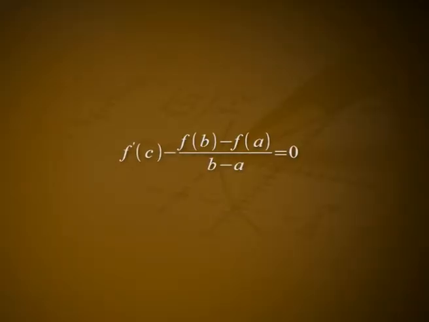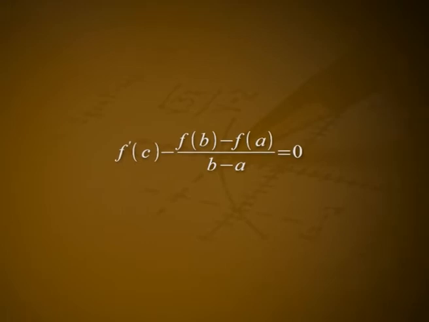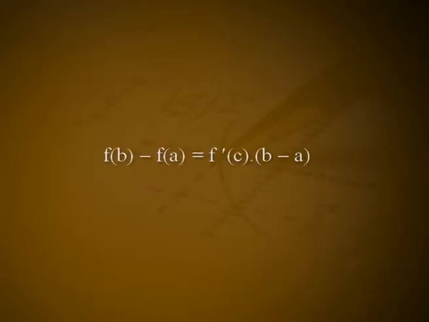Thus, there exists at least one c in the open interval (a, b) such that phi'(c) = 0, that is f'(c) - (f(b) - f(a))/(b - a) = 0. Therefore, there is at least one c in (a, b) such that f(b) - f(a) = f'(c)(b - a). This proves the mean value theorem.